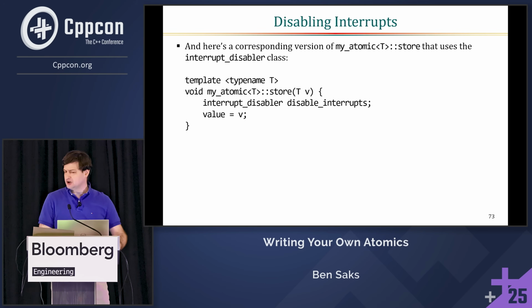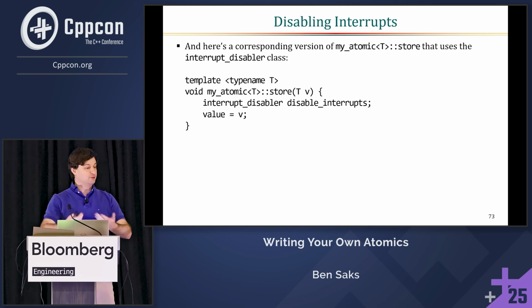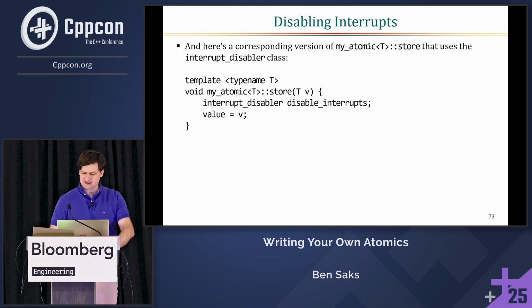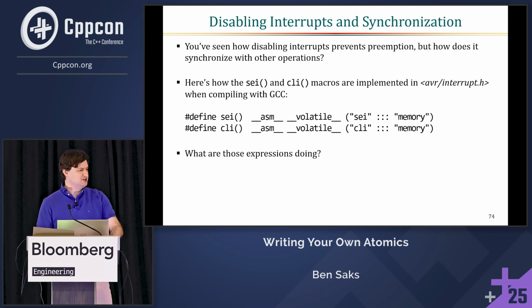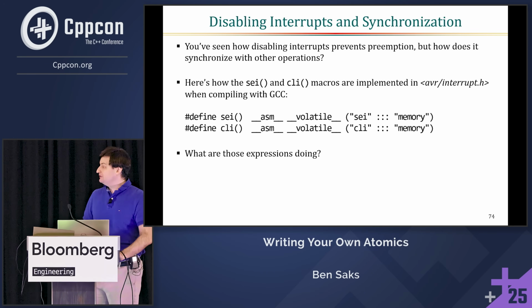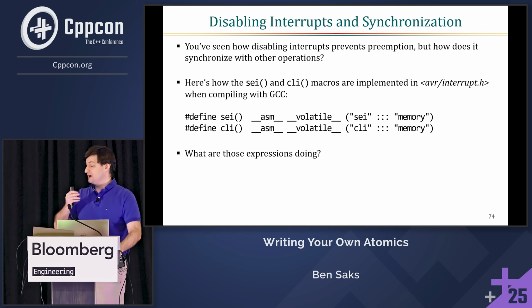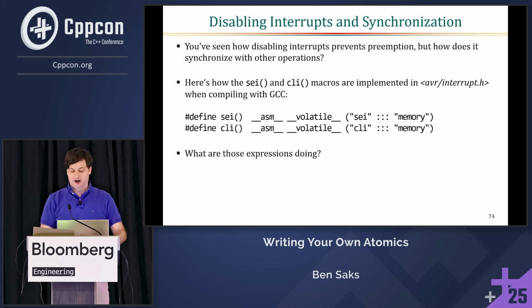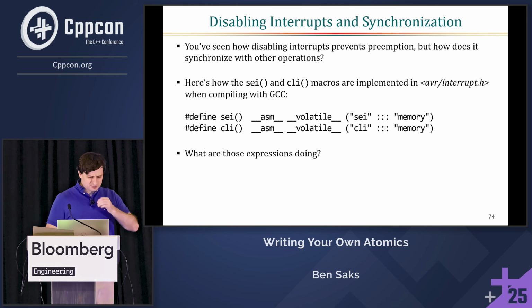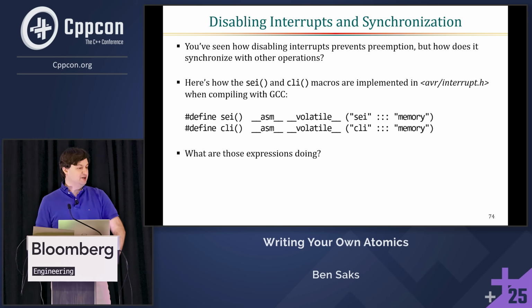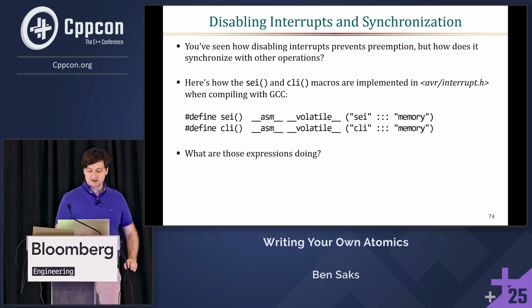Okay, so I talked about how the interrupt disabler interacts with the thread scheduler, so that makes things non-preemptive. But where's the synchronization going on here? If you look at how the SEI and the CLI macros are actually implemented on this platform, they're implemented with conditional compilation, but I've chosen the code for GCC here just because it's relatively easy to explain. It's got some nice pieces to it. And the underlying idea works similarly with other compilers.